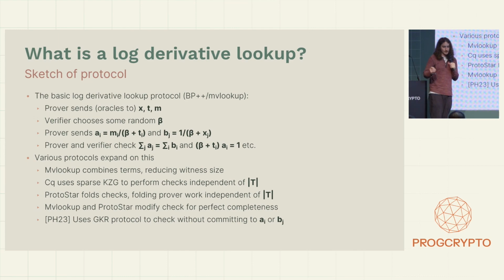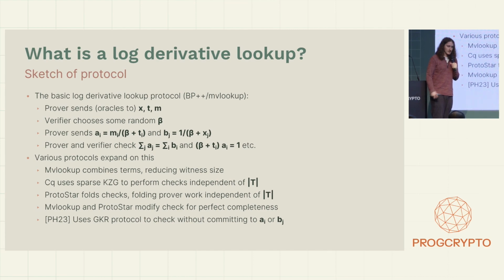ProtoStar, which you heard about in the last talk, also uses a variant of log derivative lookups and is also independent of table size during folding, which is really cool. Because they don't use KZG or trusted setups, the decider, so the final step after you've done a lot of folding, still depends on the table size. But that's probably unavoidable unless you do something like Lasso.